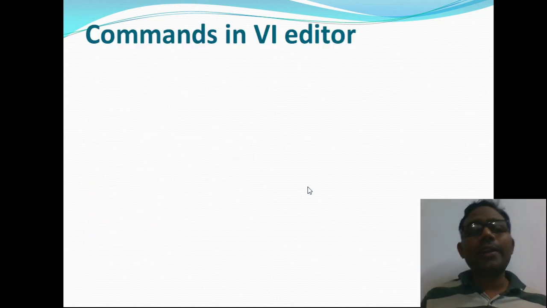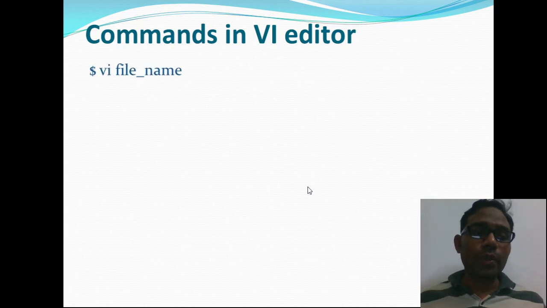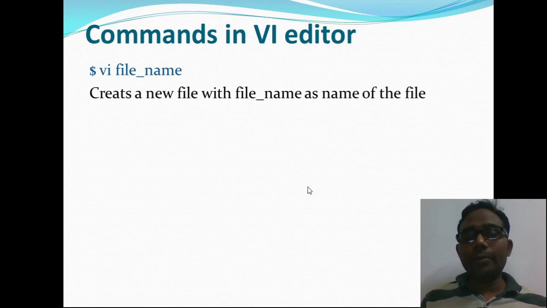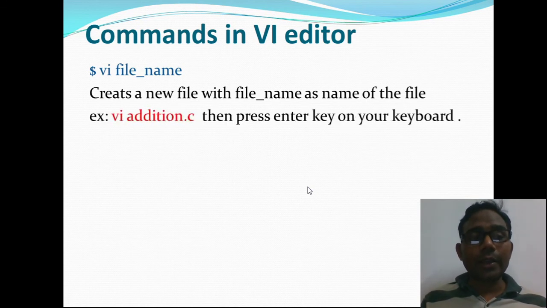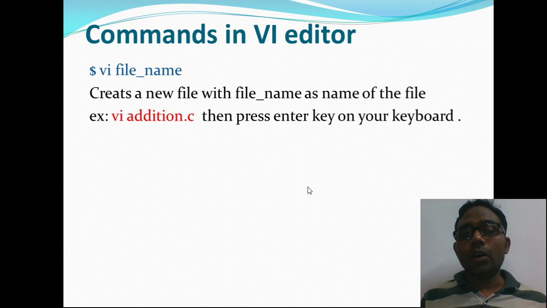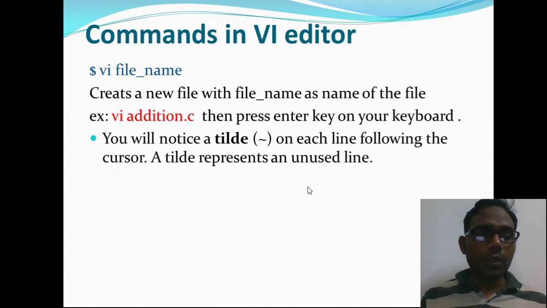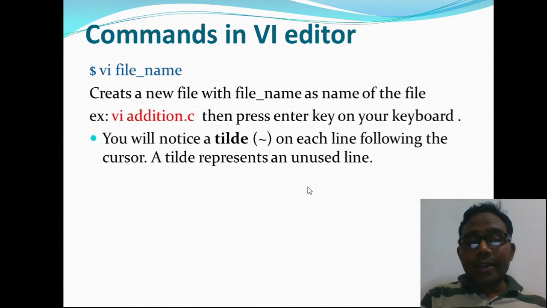Let us see the commands in the VI editor first. First of all, you write vi and then the file name. For example, if you are writing the addition of two numbers, vi addition dot c. This creates a new file with that file name. Then press the enter key on your keyboard. You will notice on the left-hand side tilde symbols on each line following the cursor. All the tilde symbols represent unused lines.